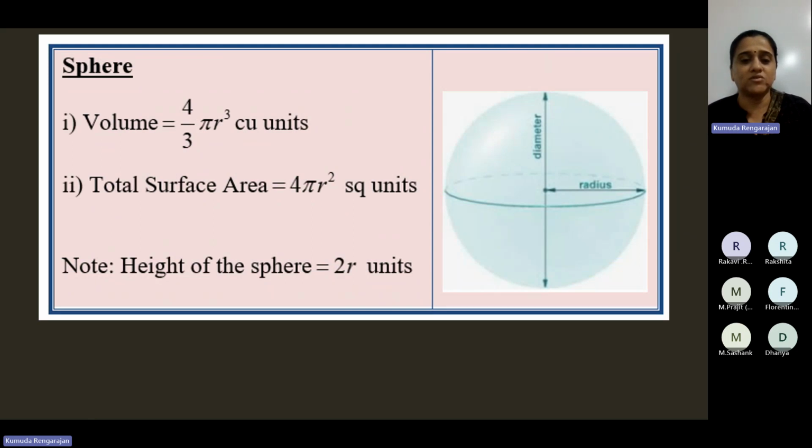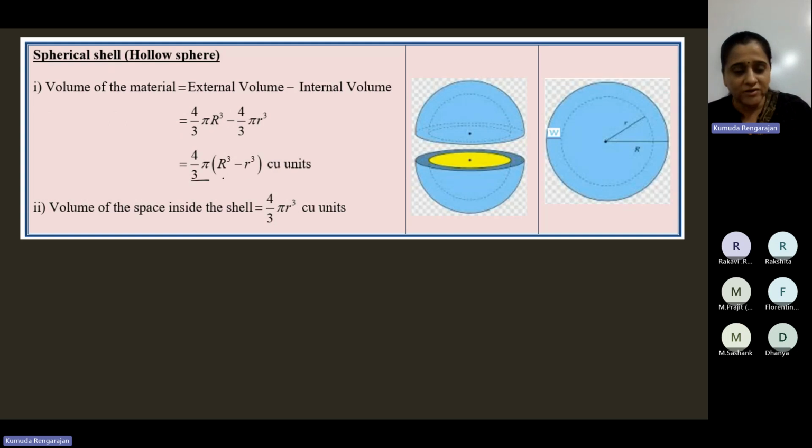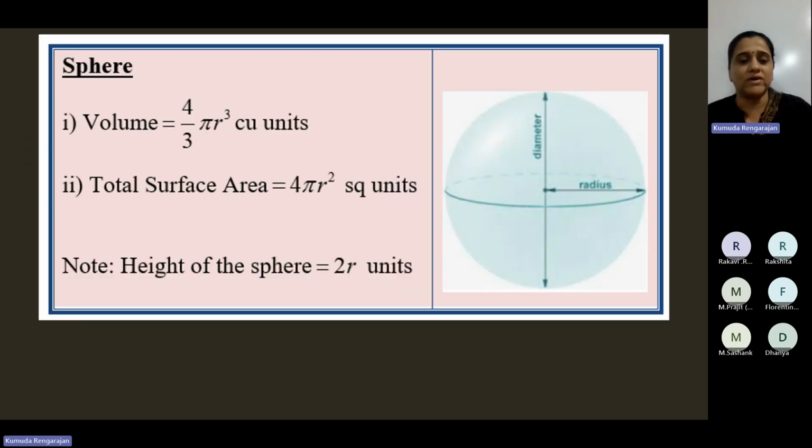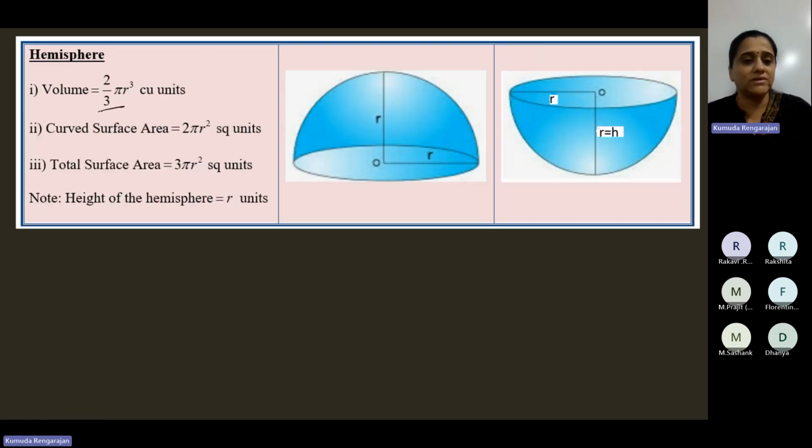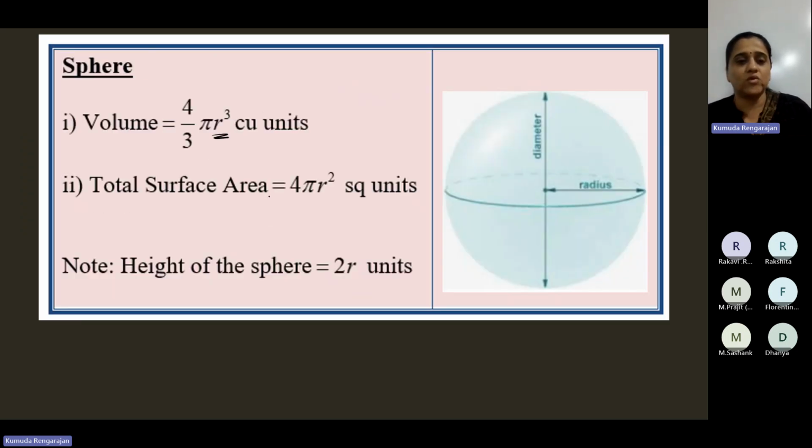So 4 pi r square. Here it will be 4/3 pi R cube minus r cube. Here it is only one r cube, no? Similarly, for a hemisphere it is 2/3 pi r cube, because half of this 4/3 is 2/3. So 2/3 pi r cube.